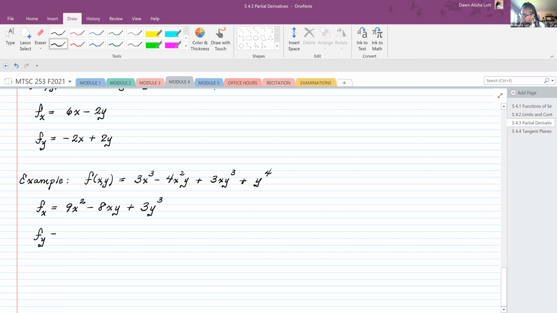f sub y, well, the 3x cubed goes to 0. The negative 4x squared y becomes negative 4x squared. Then I differentiate the y, which gives me 9xy squared, and the derivative of this is 4y cubed.